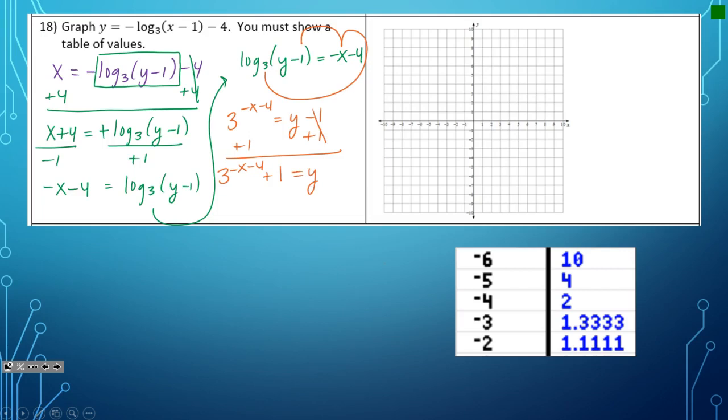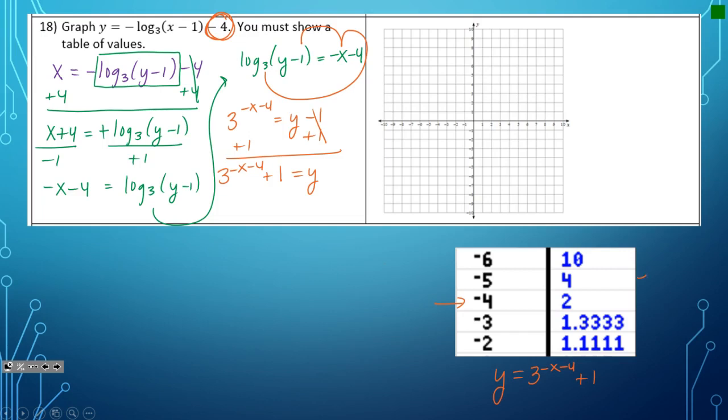Okay, so this is what needs to get typed into your calculator. That's where this table here came from, from me typing in 3 to the negative x minus 4 plus 1 into my calculator, and this is the table I got. The reason I chose that negative 4 to be the middle of my table is by looking at the k value of my original problem. So those two negative 4s are from the same exact thing. So this is my table.